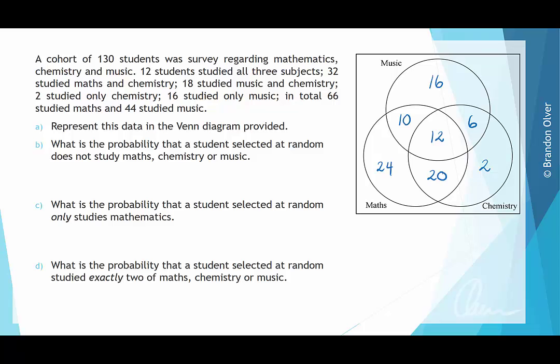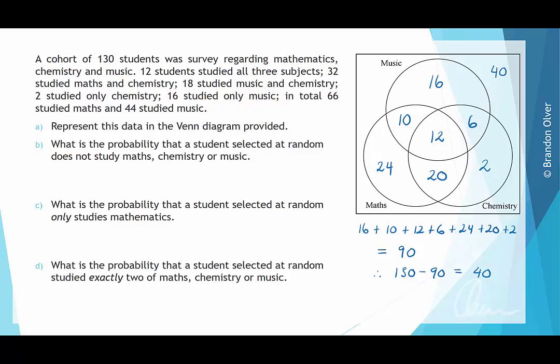Now we need to add all of this up and see if we get to 130, and if we don't get to 130, there will be students that don't study any of music, maths or chemistry. If we add all of this up, we find that we have 16 plus 10 plus 12 plus 6 plus 24 plus 20 plus 2, and when you add all of that up it's equal to 90. Therefore we have 130 subtract 90 equals 40 students that don't do any of music, chemistry or maths.